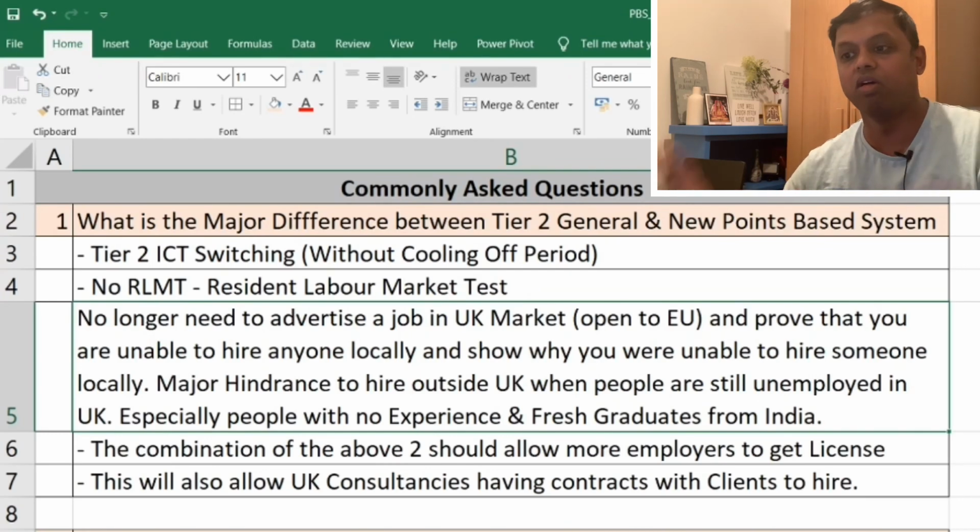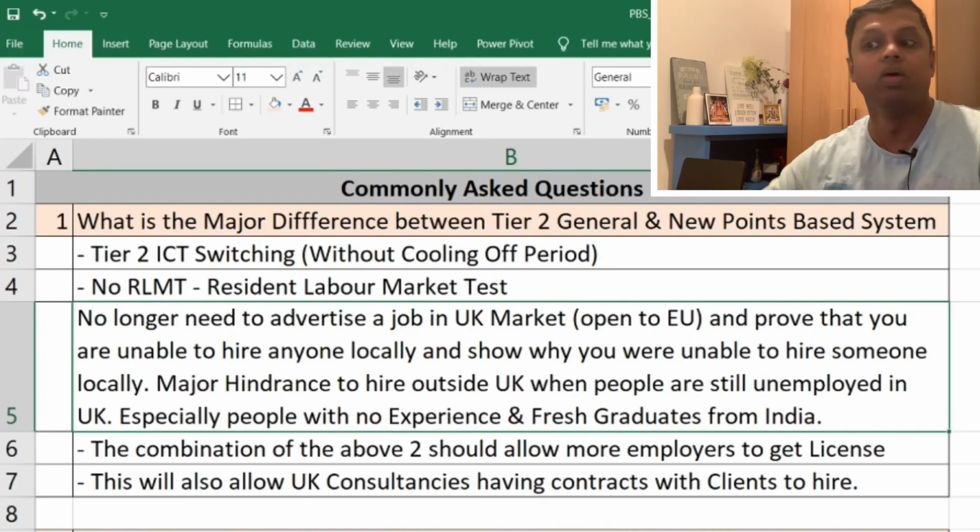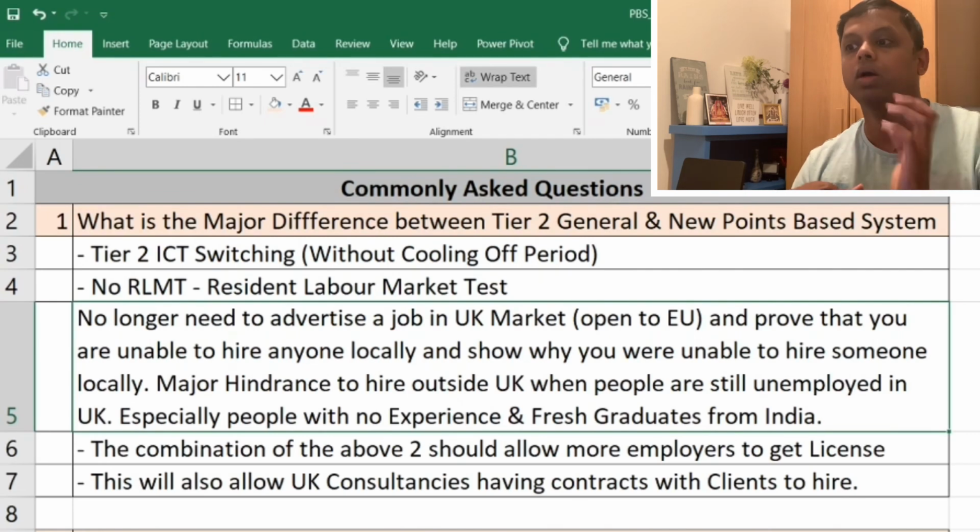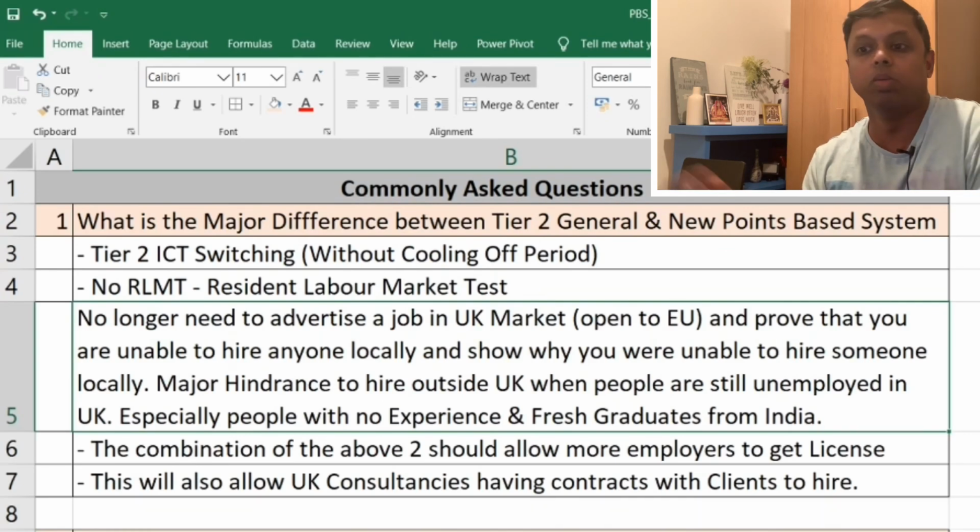You don't have any other requirements. As long as you can afford to give the salary that the government asks you to give, you can just bring anyone. That's the major difference between Tier 2 General and the points-based system. And again, as far as I know, there is no cap here. So if they want to bring 100 people, they can bring 100 people from India or from any country for that matter, wherever they can find the cost-effective resources.